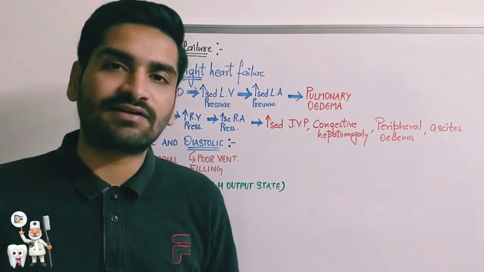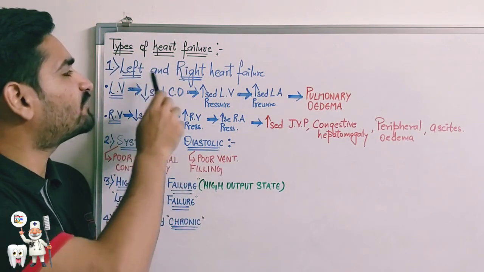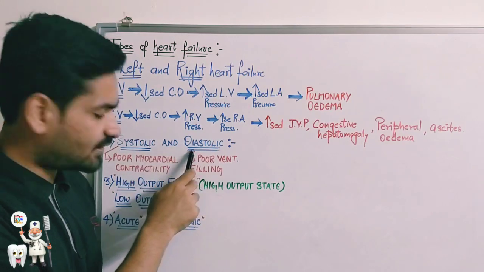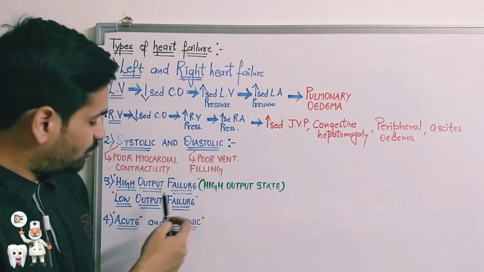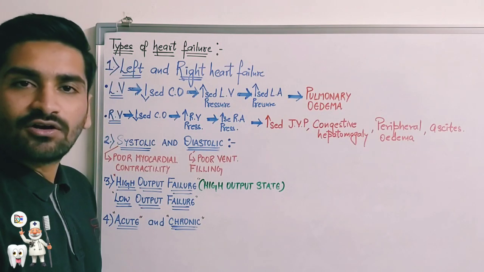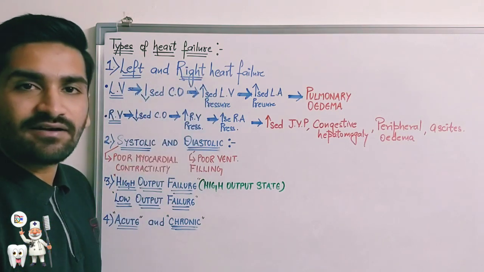So firstly, starting with the types of heart failure. In types of heart failure we have left and right heart failure, the systolic and diastolic heart failure, high output failure or low output failure, and acute and chronic heart failure. So firstly we'll discuss the left and right heart failure.